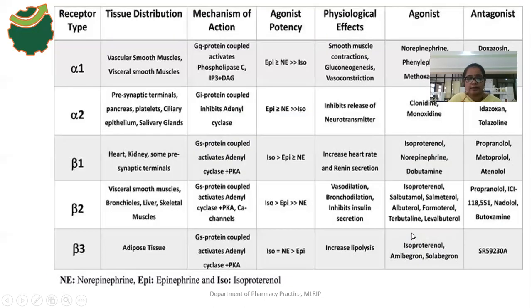Okay, and beta 3. Isoprenaline and norepinephrine are equally sensitive to beta 3 receptors, but epinephrine has medium sensitivity to beta 3 receptors. Beta 3 receptors are located in adipose tissue, and the physiological effect is that they increase lipolysis. Agonist examples are isoproterenol and solabegron. And the antagonist is a new drug.